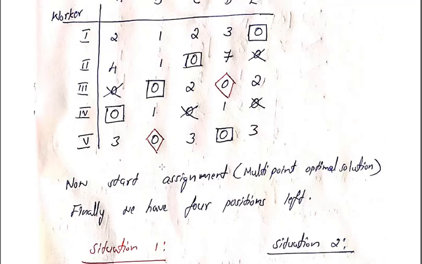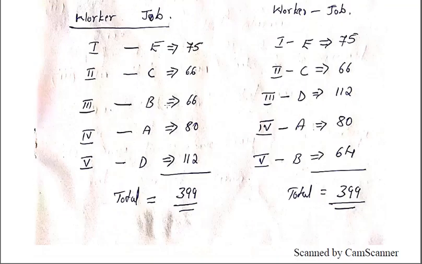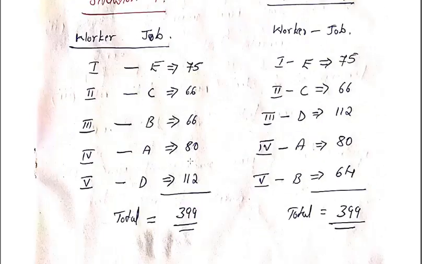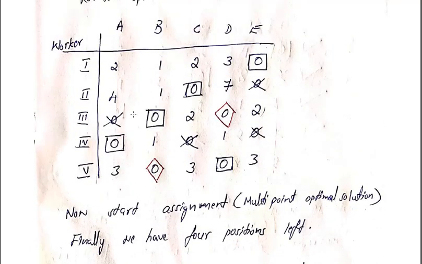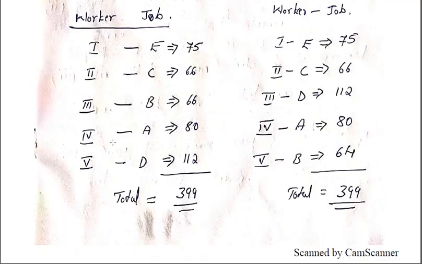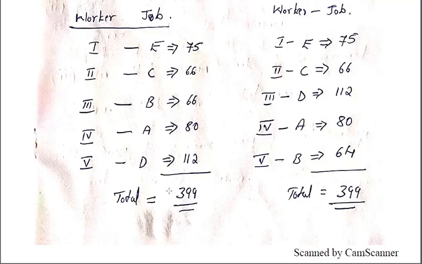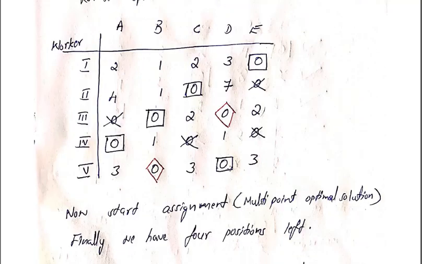first one is assigned to E, so it is 75. Second position is assigned to C, so in the question we have to look at that particular position. So it is 66. Third it is B, so that is 66. Fourth it is A, so that is 80. And fifth it is D position, so that is 112. Because we have multiple zeros, we have to consider either this or this or this. So that is why we cannot further iterate it. So that is why we have considered that.